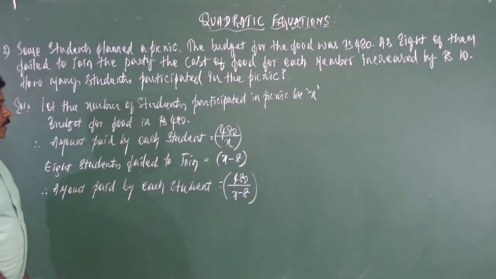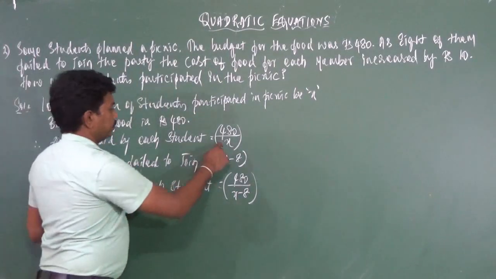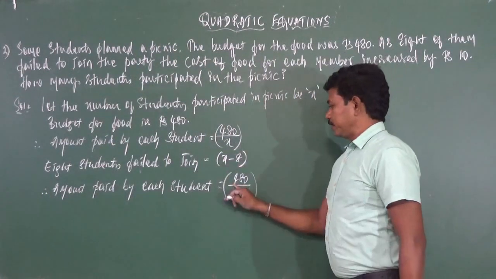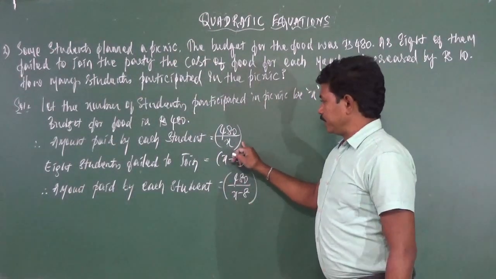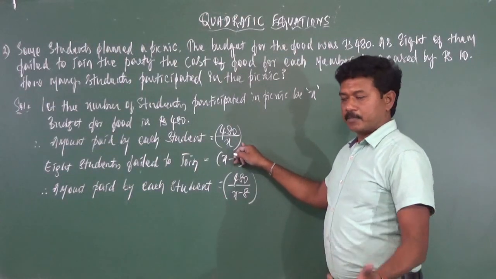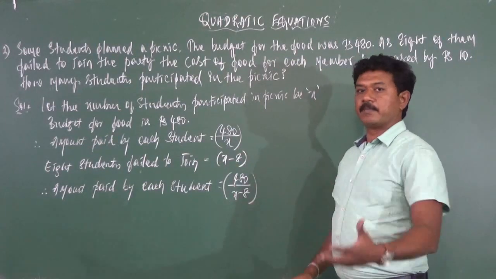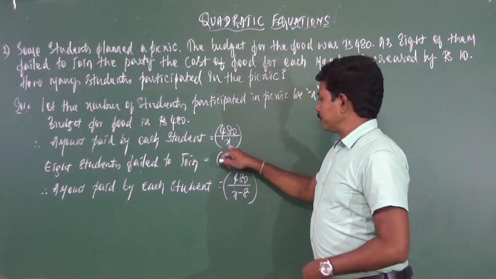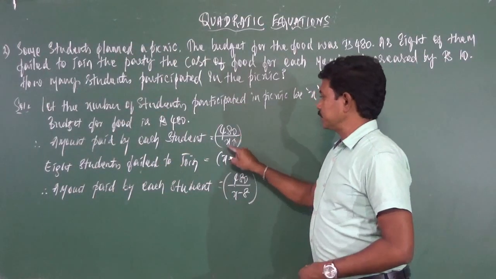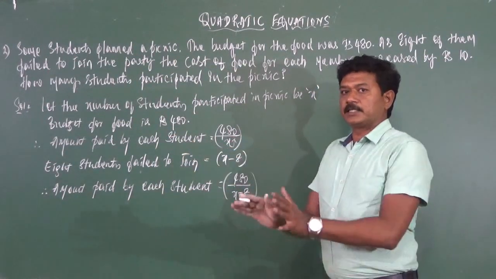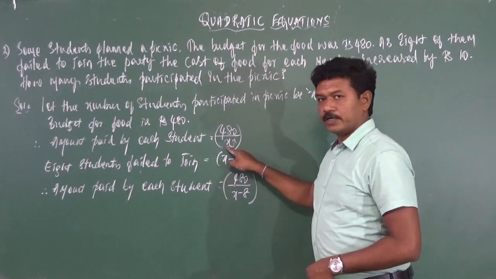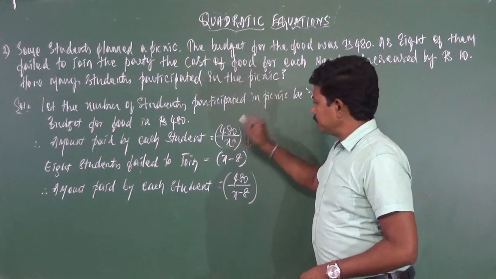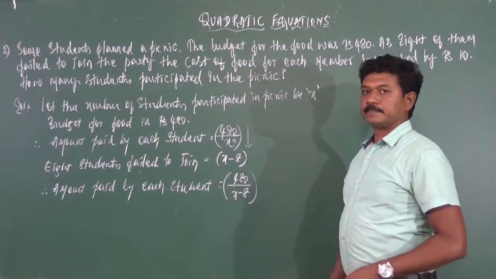Now, here, which is the bigger amount and which is the smaller amount here? So that is 480 by X we have and 480 by X minus 8 we have. Is 480 by X a bigger amount, or 480 by X minus 8 a bigger amount? You have to think here. So, here the value of X is more here because all the students are there still. Nobody has left the picnic. All the students are getting involved here. As the denominator is more, the value of the fraction decreases. Therefore, this amount is less.